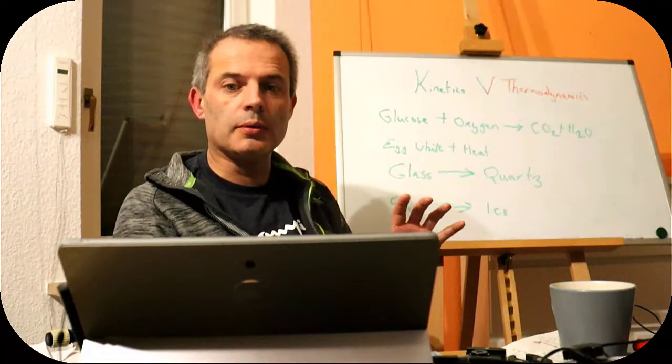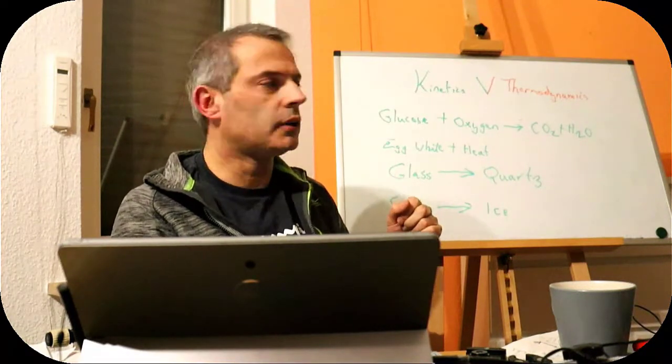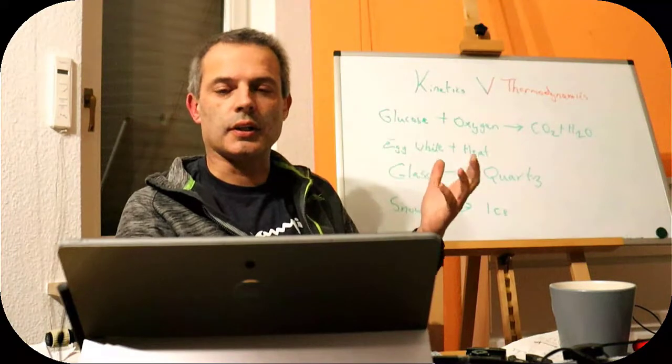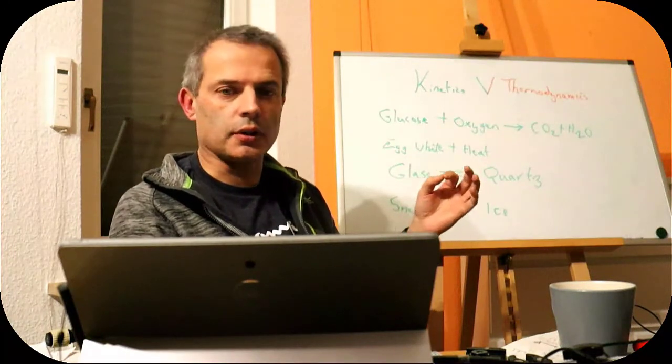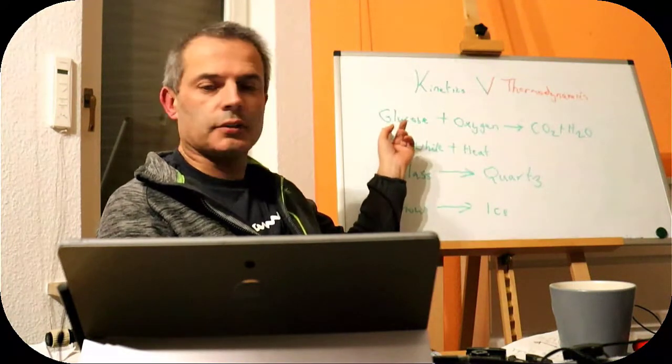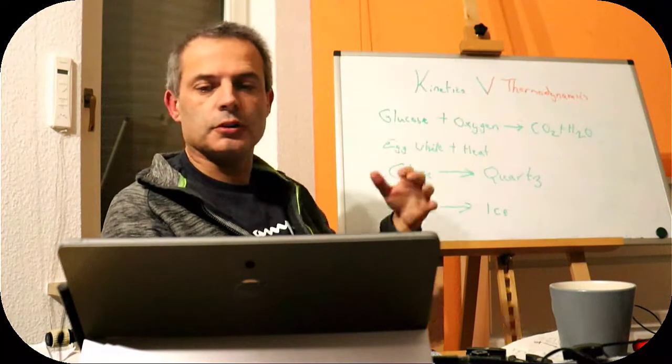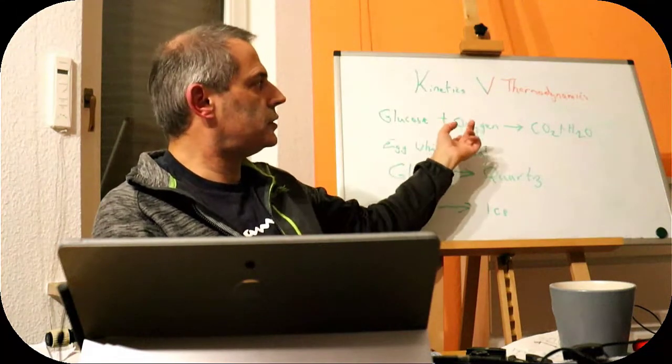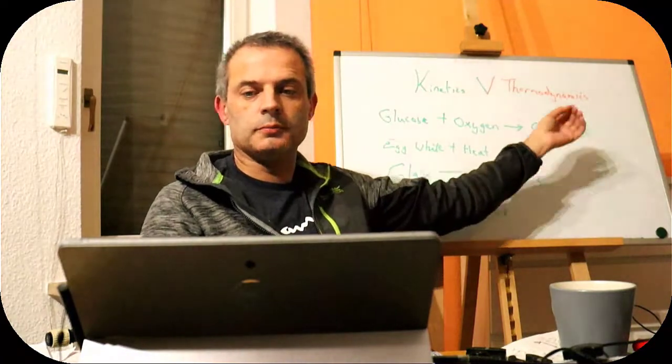This is a principle that's really important in chemistry and also in engineering. I've just put a few examples that are mostly everyday examples that you can think about. So if we take some glucose and we react it with oxygen, that's what we're doing in our body all the time to make energy. We make carbon dioxide and water.